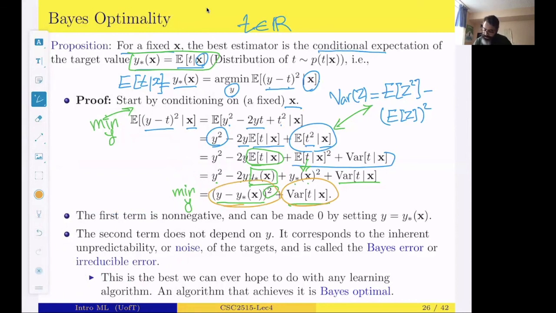So that's what I have here. The second term does not depend on y. It corresponds to the inherent unpredictability or noise of the targets t, and this is called Bayes error. This is not reducible, you cannot get rid of it. But the first term, y minus y star, if you happen to choose y equal to the conditional expectation of t, that would be its minimum.